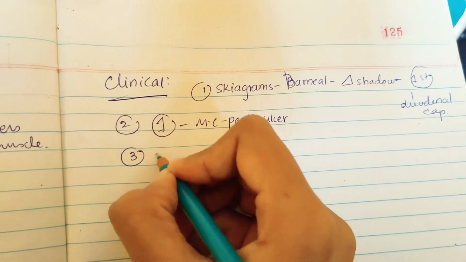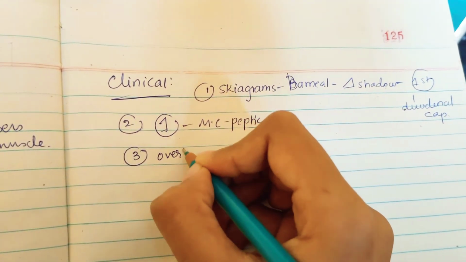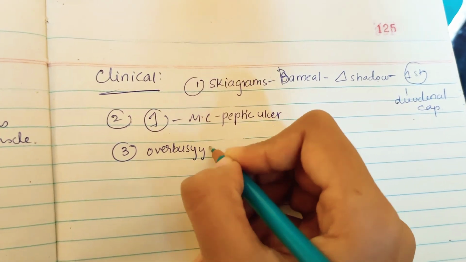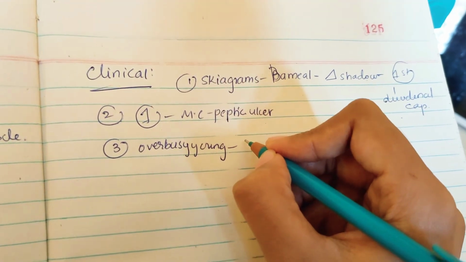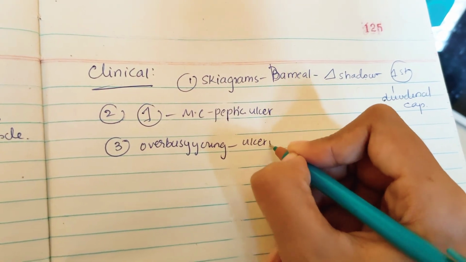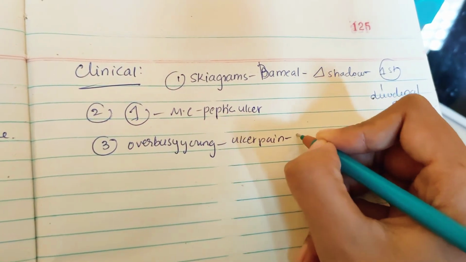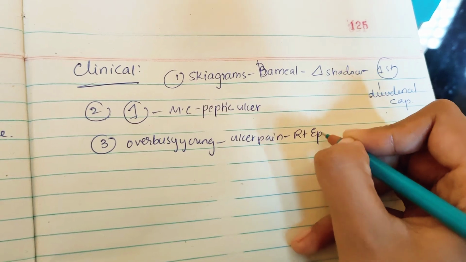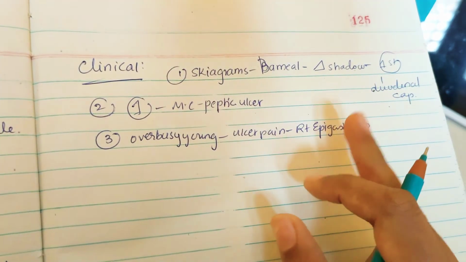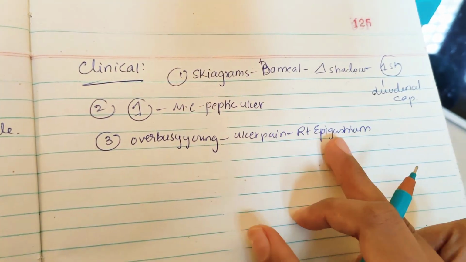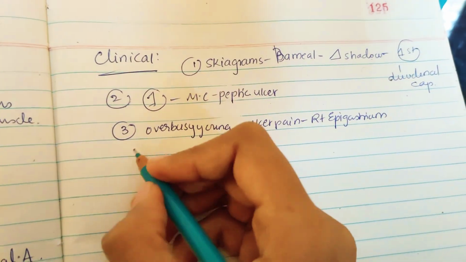Next, coming to an overbusy young person with increased stress, who has ulcer pain in the right epigastrium, and it will be relieved after taking meals. Okay, on an empty stomach they'll have pain in the right epigastrium.